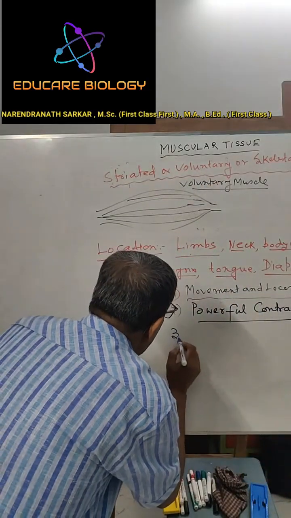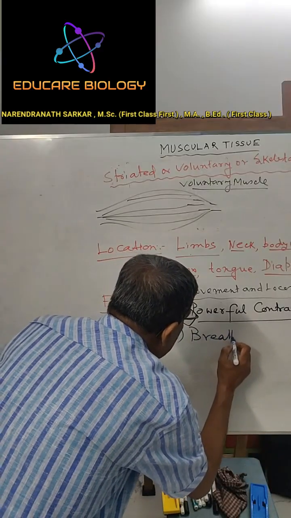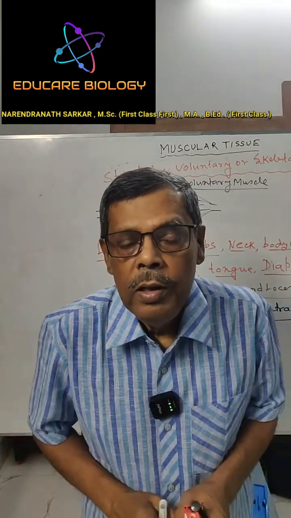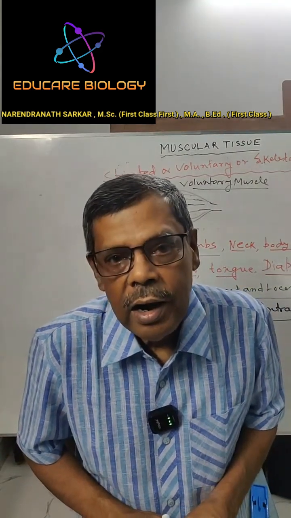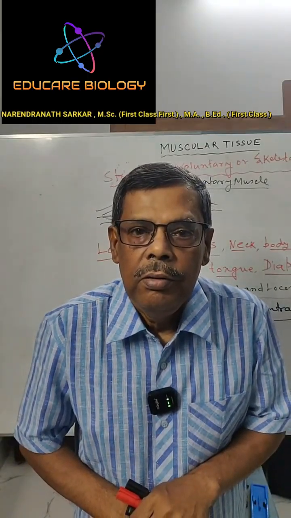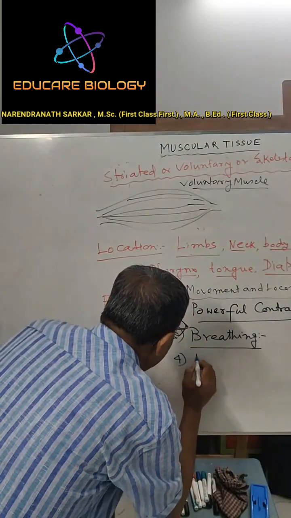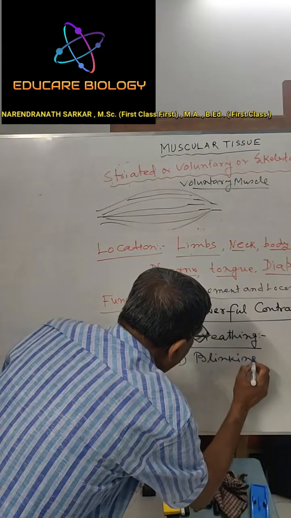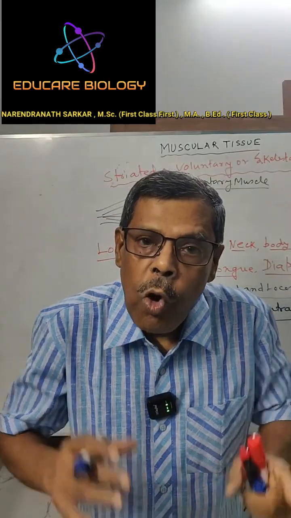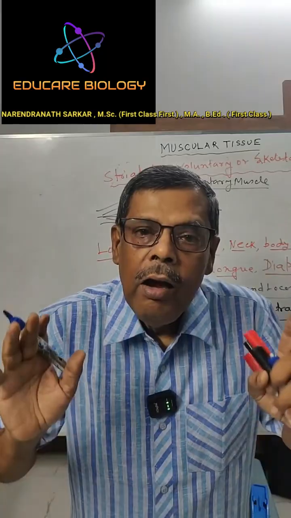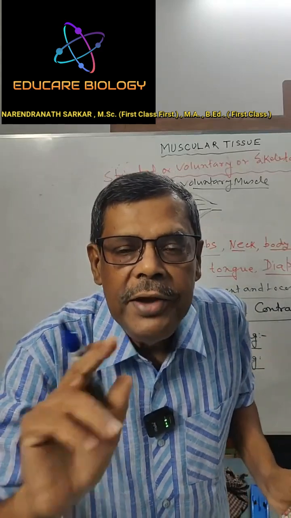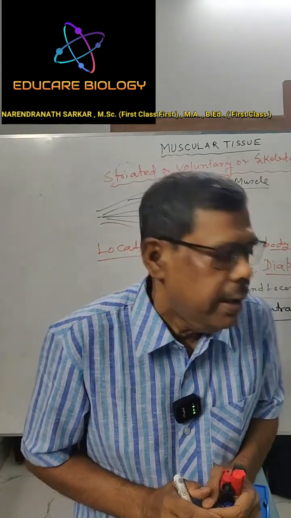Number 3, breathing. Breathing is performed by the contraction and relaxation of muscular tissue, that is the voluntary muscle. Next, blinking. Our eyelids show alternate blinking due to the alternate contraction and relaxation of voluntary muscle connected to the eyelid. This is called blinking.